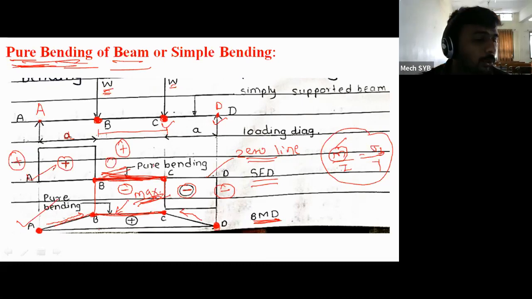When beam is subjected to constant bending moment, have you drawn the figure? सगळ्यांनी फिगर ड्रॉ केली आहे का? If it is not, you draw the figure first. Draw the figure: pure bending of the beam, or simple bending. प्युअर बेंडिंगला आपण सिंपल बेंडिंग म्हणतोय. Draw one simply supported beam which is supported at the two ends, subjected to two point loads. Draw its SFD and draw its BMD also.